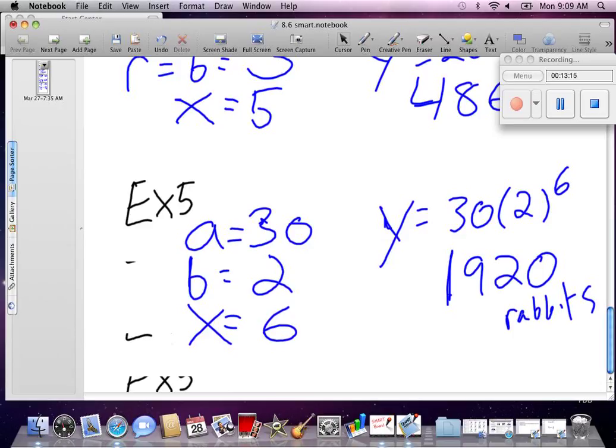Alright, so ladies and gentlemen, we get it. A stands for initial amount. B stands for 1 plus the percentage.